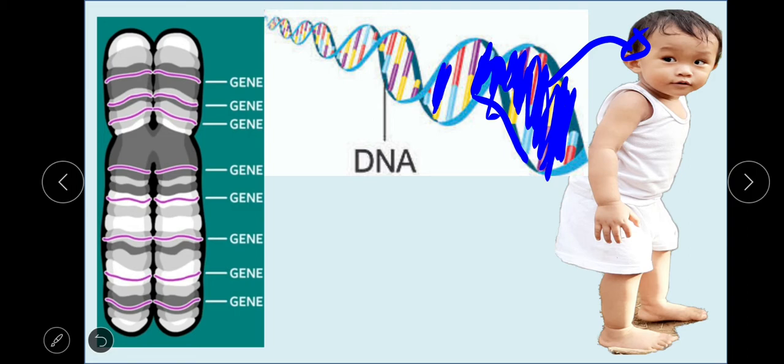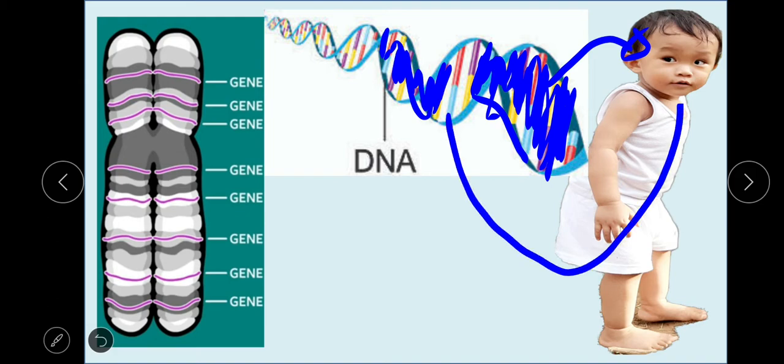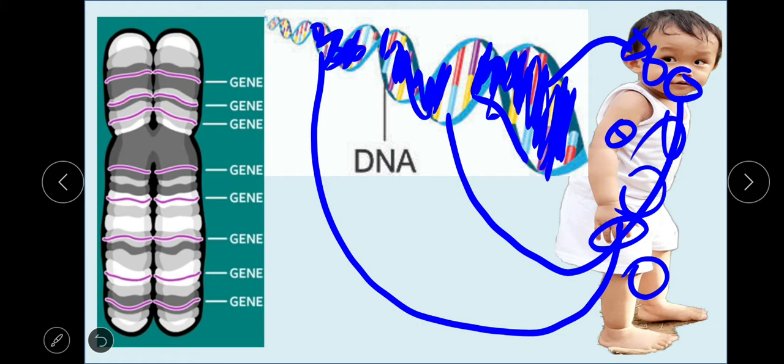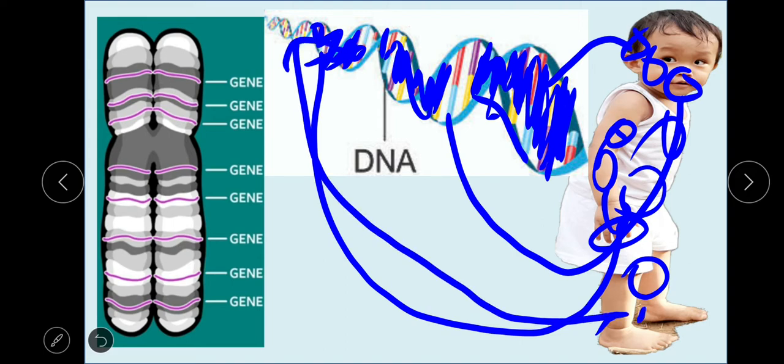Another gene here codes for the shape of the lips. Another gene here, from this one up to this area here, codes for the shape of the finger, and all the rest, all physical characteristics, all phenotype of this boy is coded or recorded inside his DNA. Okay, now because we are going to learn more about DNA, we need to tackle that later.